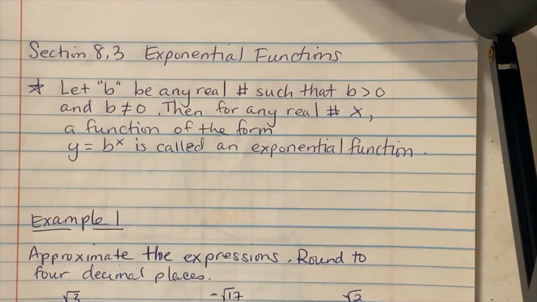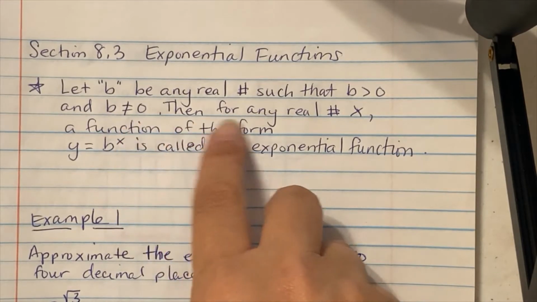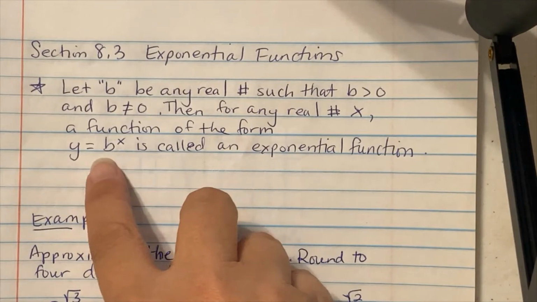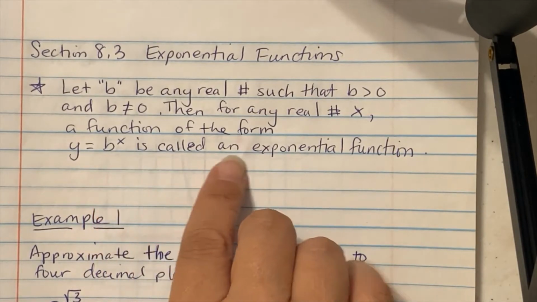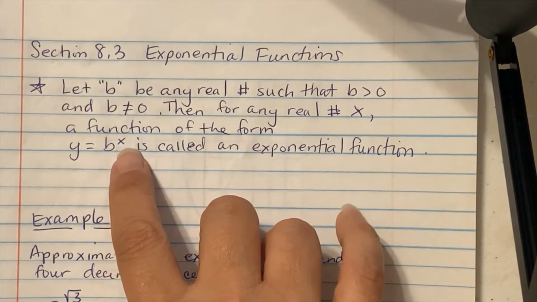Section 8.3, exponential functions. Something to remember is to let b be any real number such that b is greater than 0 and b cannot equal 1. Then for any real number x, a function of the form y equals b to the x power is called an exponential function. The big B represents the base value, x is your exponent.